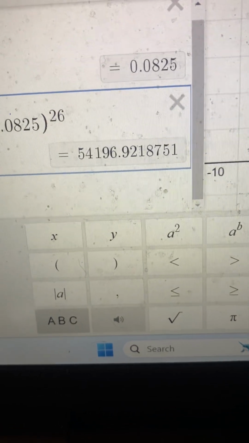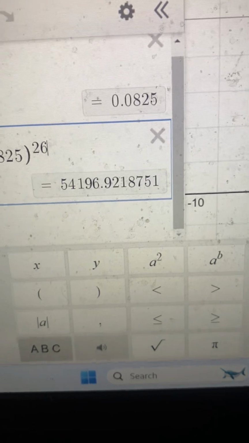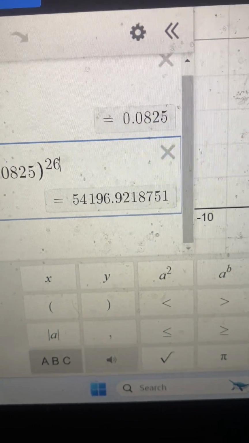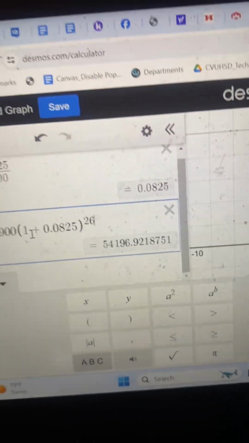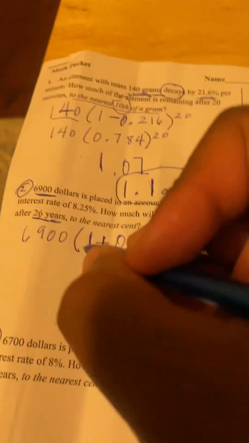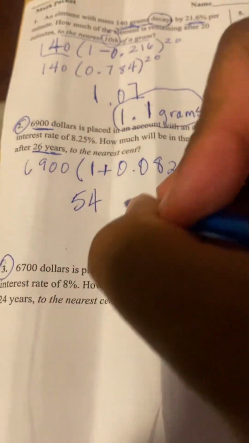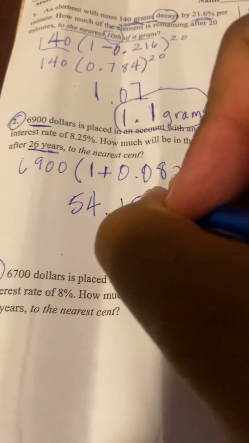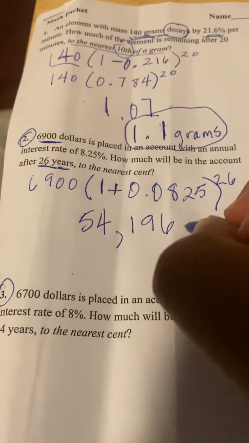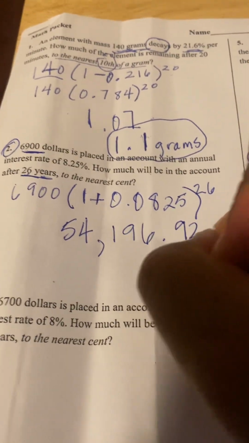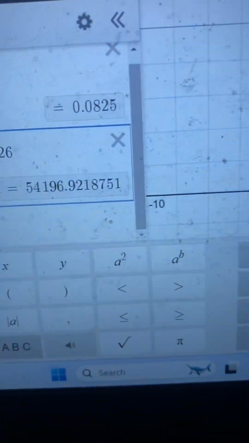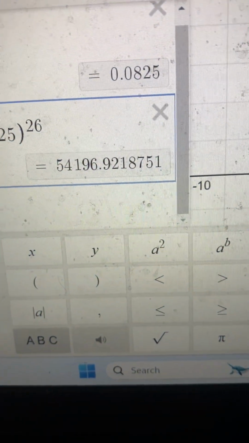And it's going to give us this number, which is $54,196. And we're not going to write all those cents to the right of the decimal. I'm only going to write 3 because that's what we use in money. So I'm going to write down 54,196, and then I'm going to put 0.921, not the 8 or anything like that.